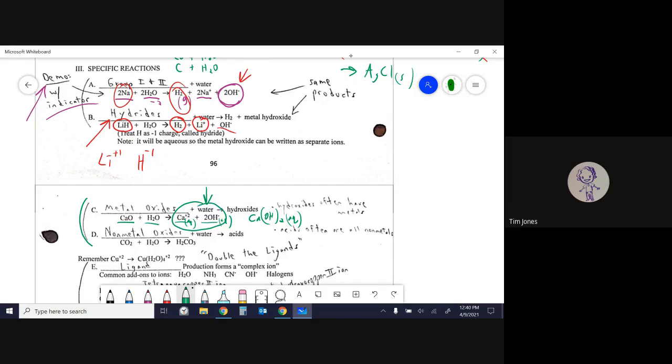Non-metal oxides often form acids. For example, if you bubble non-metal oxide gases through water, you often make acids that way. So carbon dioxide in water forms carbonic acid. If you did something like sulfur dioxide and water, you would make sulfuric, or sulfurous acid, or something like that, aqueous, and so on.